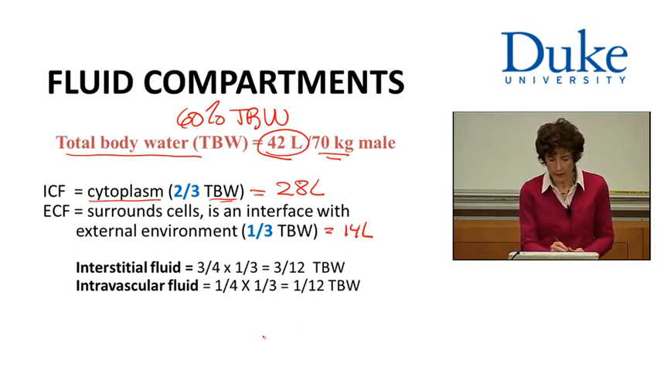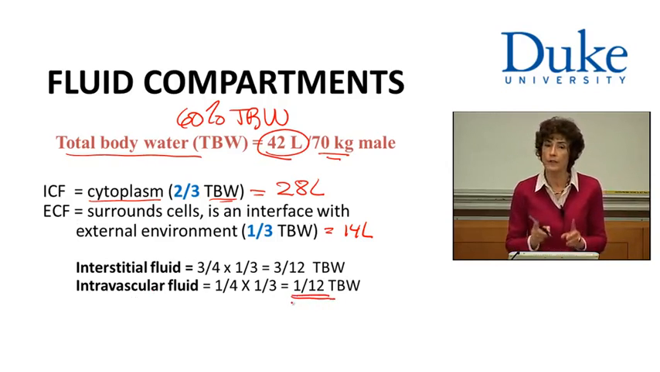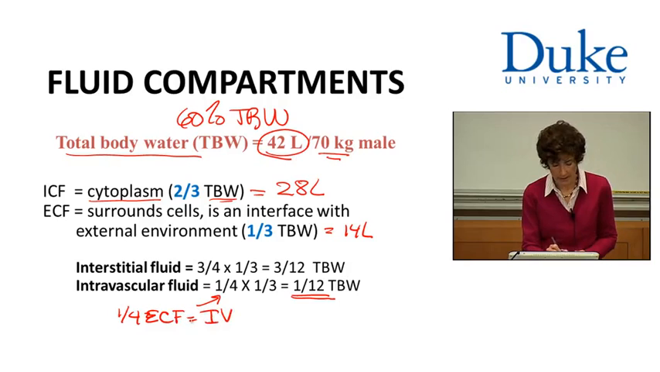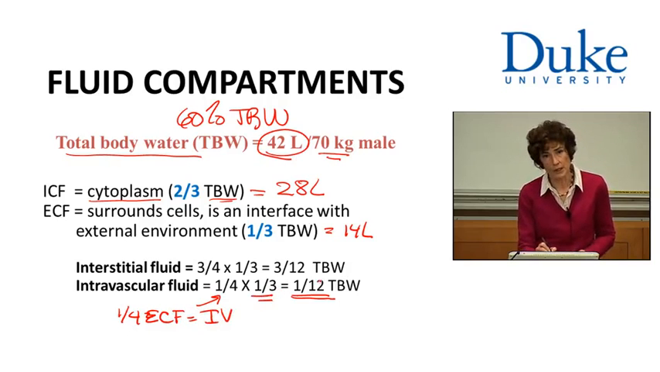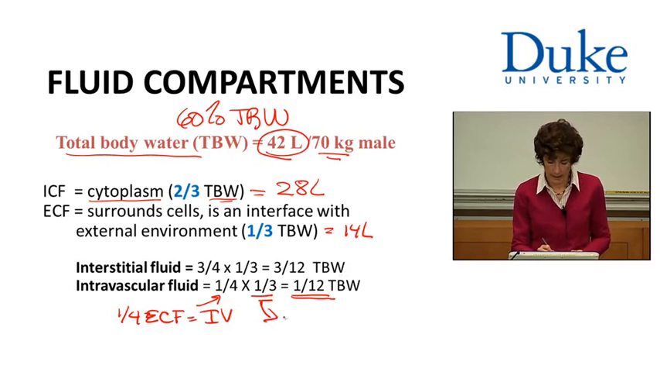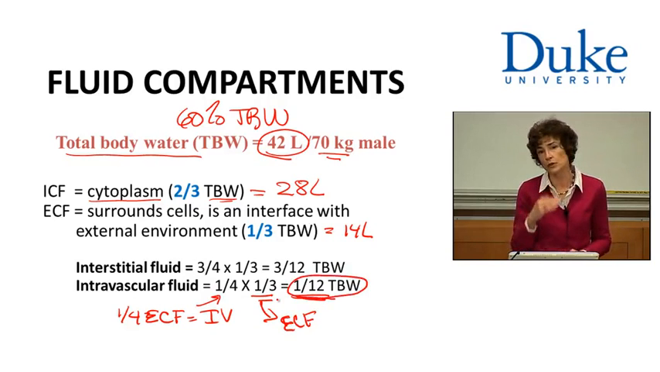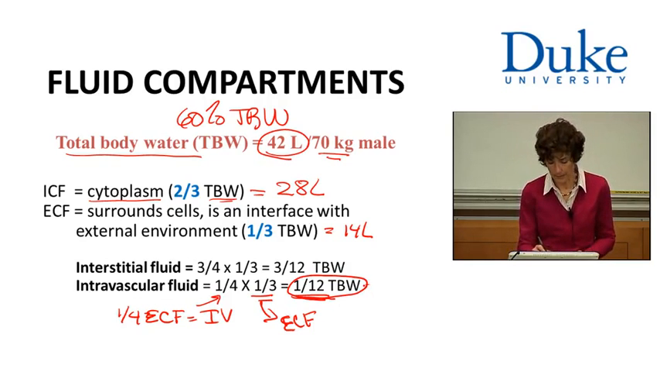And then within the ECF, or the extracellular fluid space, we have this intravascular fluid, and the intravascular fluid is actually only 1/12 of the total body water. That is, it's 1/4 of the ECF. So we have 1/4 of the ECF is equal to the intravascular space, times 1/3, which is the ECF. That is, of the total body water. And that gives us then 1/12 of the total body water is equal to the fluid phase of the blood, or the vasculature. And that is equal to the plasma.